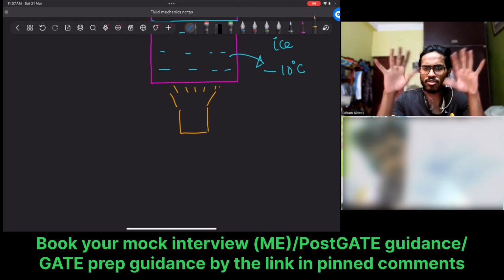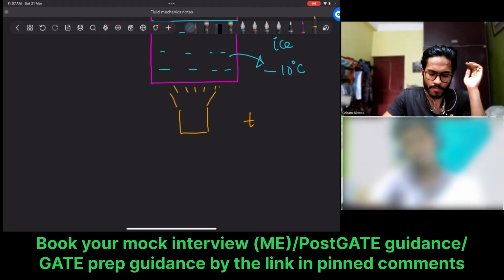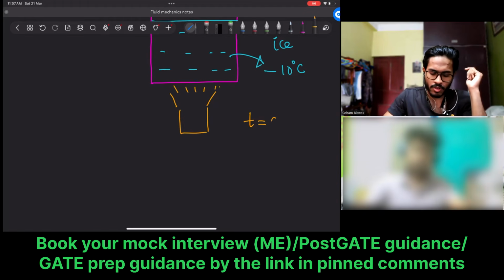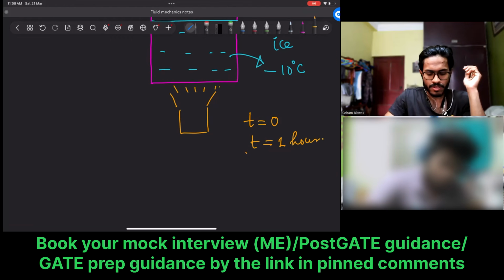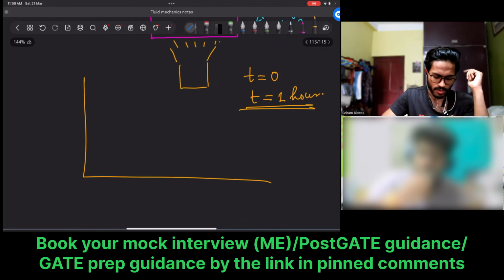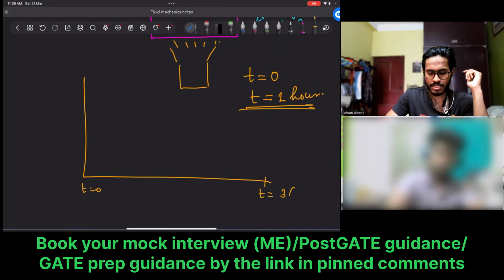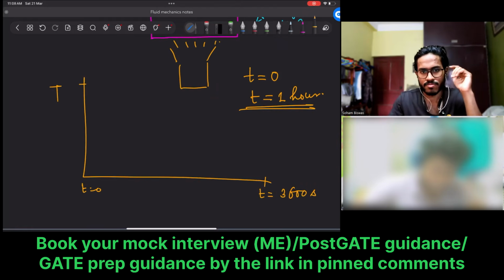So I'm telling that my time varies from t equal to 0 to t equal to, let us say, 1 hour. Now you draw it like this, that this is t equal to 0 and this is t equal to 3600 seconds. And now you have to draw it.